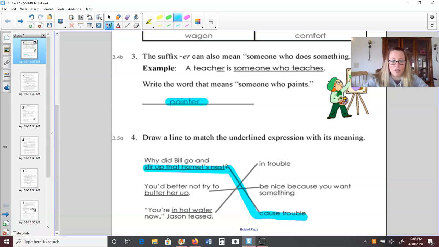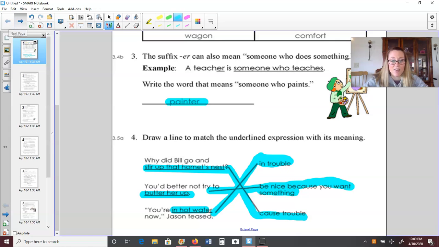You'd better not try to butter her up. Butter her up, does that mean in trouble? Or to be nice to someone because you want something? I think you could see that it means to be nice to someone because you want something yourself. Butter her up. You're in hot water now, Jason teased. To be in hot water means to be in trouble. So hopefully you're not in hot water at home with your parents. You got a lot of days left to go.